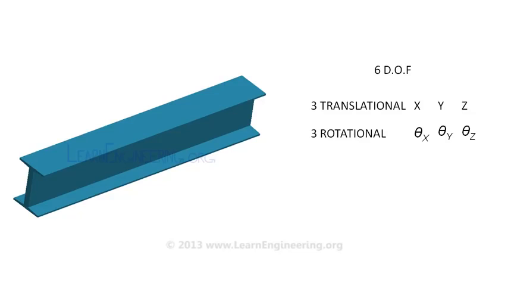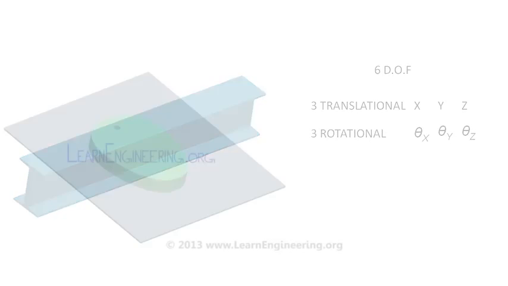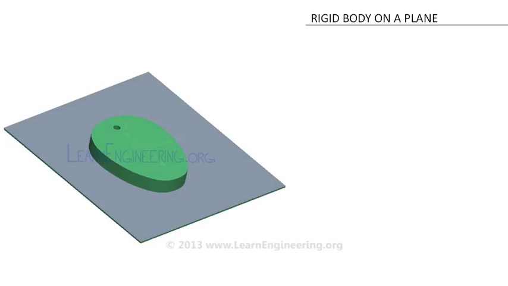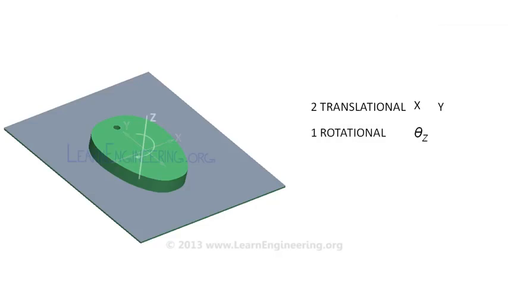If the body is in a plane, it can have only 3 motions. 2 translational and 1 rotational. So the degree of freedom of a rigid body in a plane is 3. Now, consider this planar mechanism.